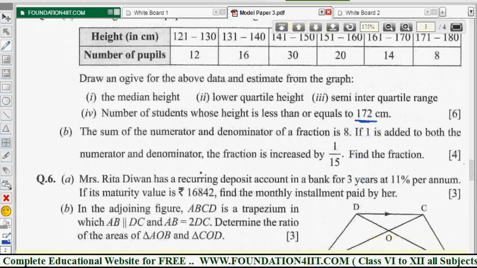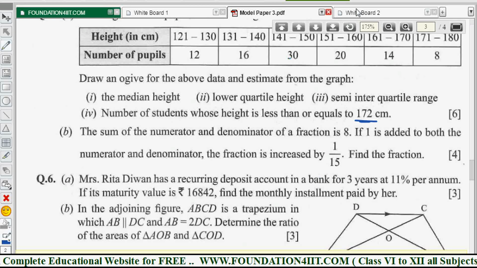Now let us see the next one. The sum of the numerator and denominator of a fraction is 8. Okay. If 1 is added to both the numerator and denominator, the fraction is increased by 1 by 15. Find the fraction. That means the difference of the two fractions is 1 by 15.